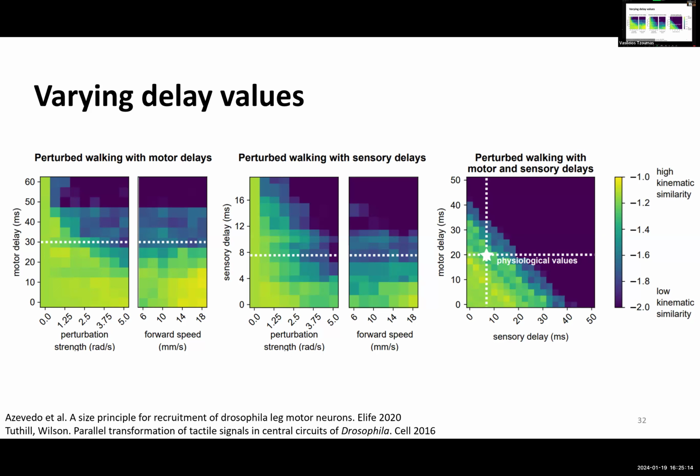Yeah. I had a question about the delays. When you have large delays, you've shown that the way it walks is not kinematically similar to a nominal fly walking. Yeah, very bad. But is there any case where it actually fails? Like in all these simulations that you did, is there a threshold of either sensory delay or motor delay where the fly would fundamentally just fall if you perturb it?